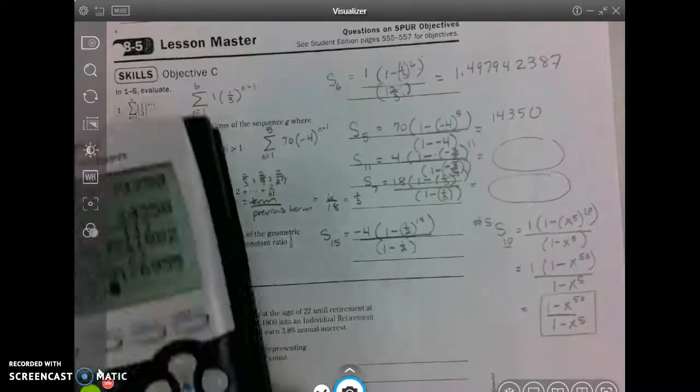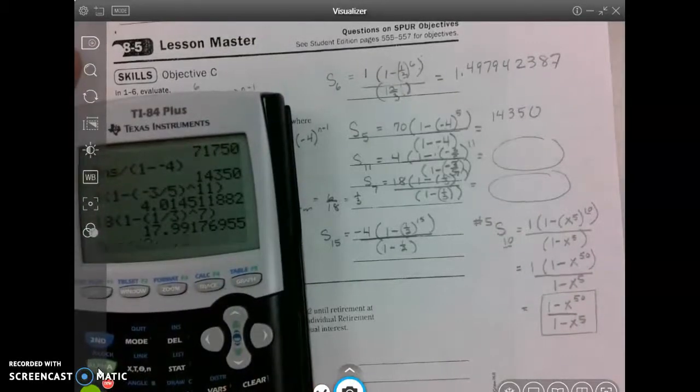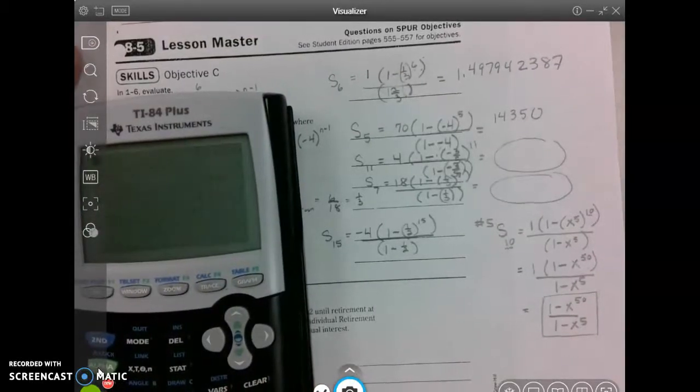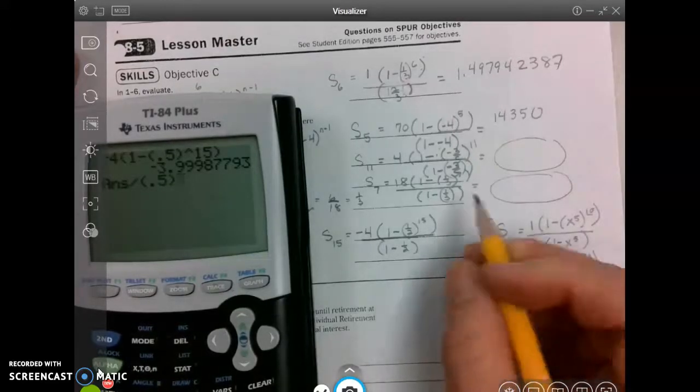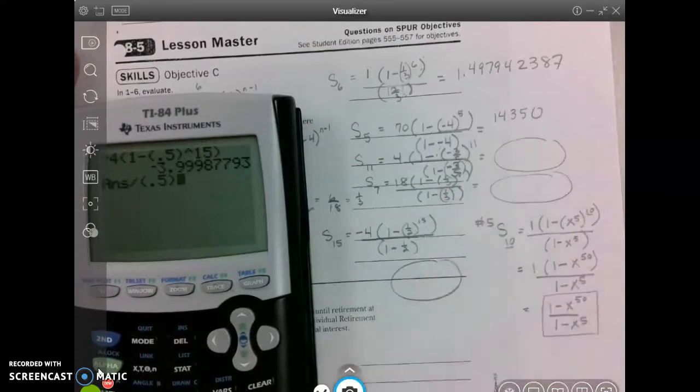So using my calculator, start with my first term, which is -4. In parentheses, 1 minus, I'm just going to go ahead and use 0.5 for 1/2 to the 15th power. And then I'm going to divide that by, I know that 1 minus 1/2 is 1/2. I'm going to divide that by 0.5, put that in my calculator, and you'll get your answer.